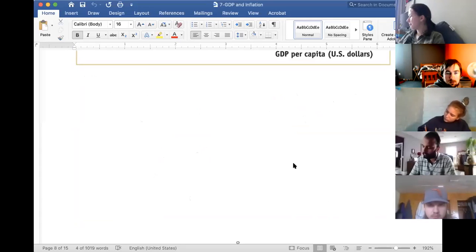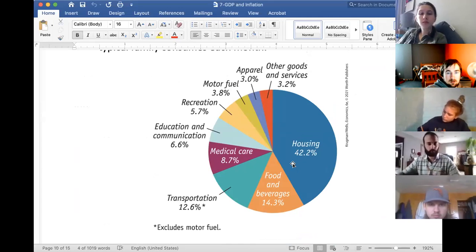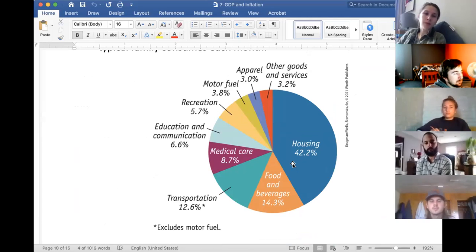If I can show you here, just a little pie chart, this gives you some rough idea of what a typical family spends every month and what kind of things they're buying. So you notice here, housing is a big part, right? Housing is about 40% of what a typical household spends. Medical care is also a very big, and then food and beverages, right? And then, you know, outside of that, there's transportation costs, education, recreation, motor fuel, apparel, other goods and services.